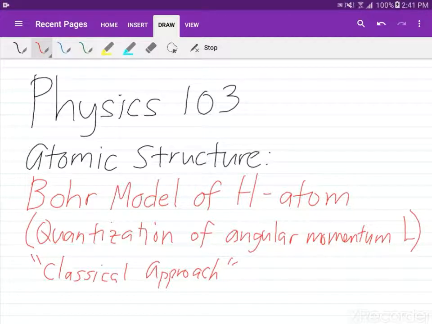So this lesson has two parts. The first part will be talking about the quantization of angular momentum L of an electron using a classical mechanics approach.